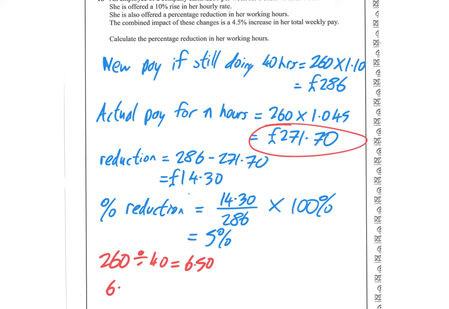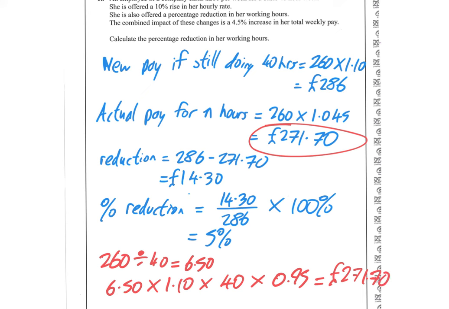So if that's increased by 10%, you would multiply by 1.10, and then she normally does 40 hours, but then that's been reduced by 5%, and to reduce something by 5%, you'll multiply it by 0.95. Now if you do all of that in your calculator, we should get the thing that I've got circled in red. You should get £271.70, so fingers crossed that works. So 6.50 times 1.10 times 40 times 0.95, press equals, and thankfully I get £271.70.